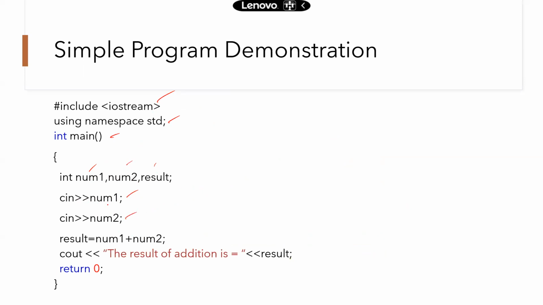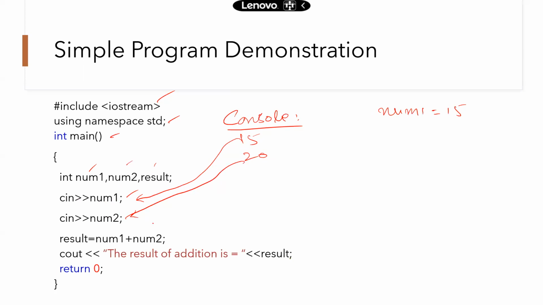Let's assume on the console, we get initially one input. For example, I enter 15. This 15 is going to get stored in num1. So num1 is 15, and then another cursor over here would be blinking, and then I enter, let's assume, 20 over here. So this 20 is going to get stored in num2.